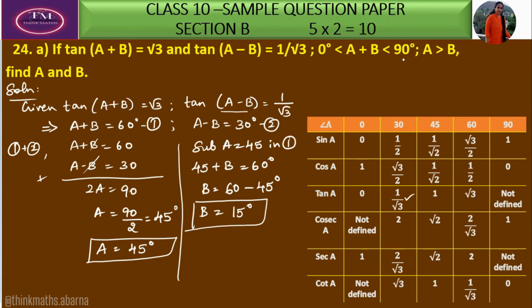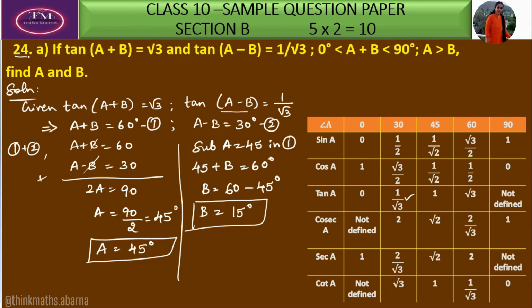Does this satisfy the condition? A is greater than B. So 45 is greater than 15. What is A + B? A + B is 60. 60 is greater than 0 and less than 90. So our solution is the right answer. Moving on to the next part.